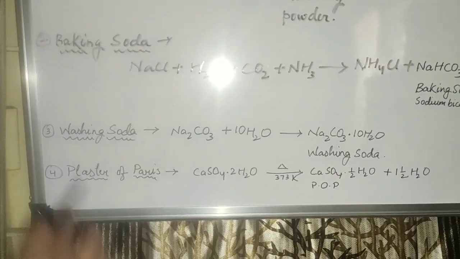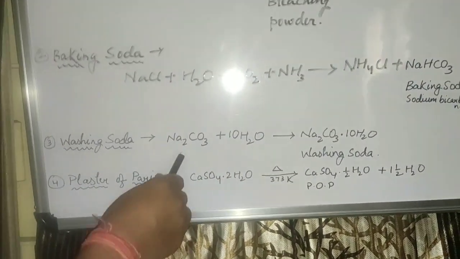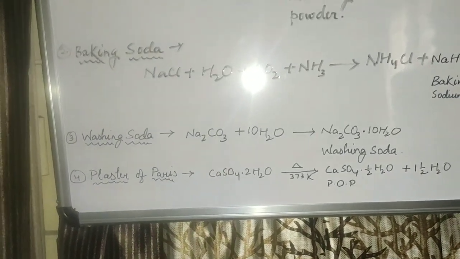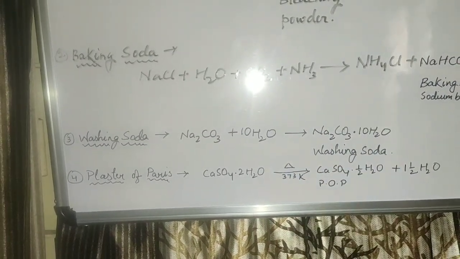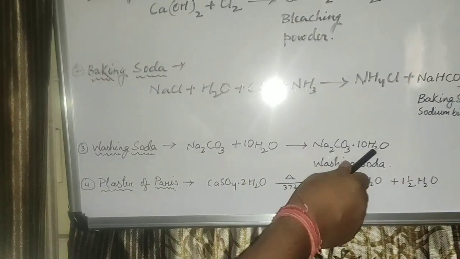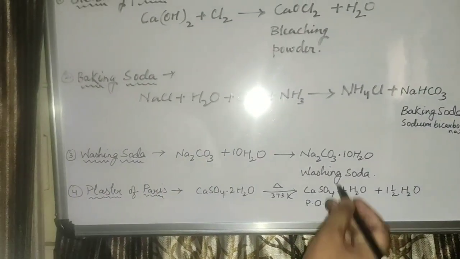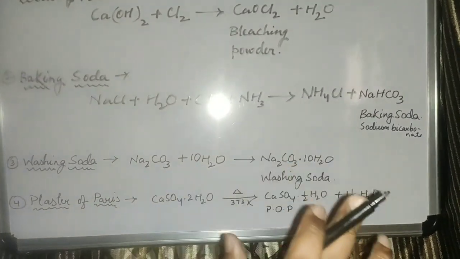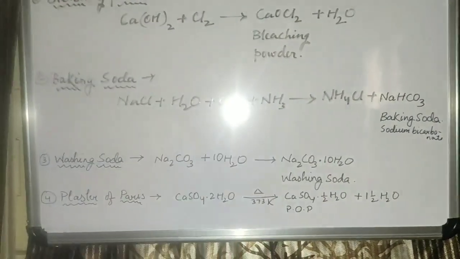Now next, washing soda. How is this washing soda obtained? Washing soda, that is sodium carbonate plus 10 water molecules, forms Na2CO3.10H2O. That is sodium carbonate decahydrate. This is washing soda's chemical name. Later on we will discuss what this .10H2O signifies. This 10H2O is called water of crystallization. We will discuss later on.